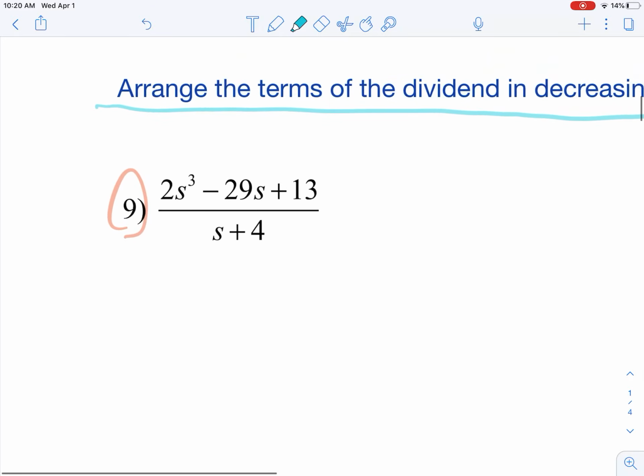I'm going to rewrite my dividend. Oops, I forgot it already. I don't have an s squared term in there, so I have to add 0s squared. It's like a placeholder.